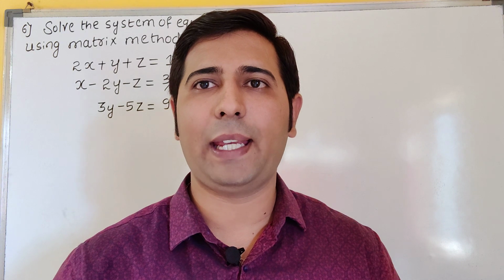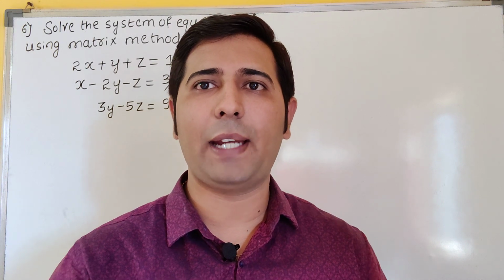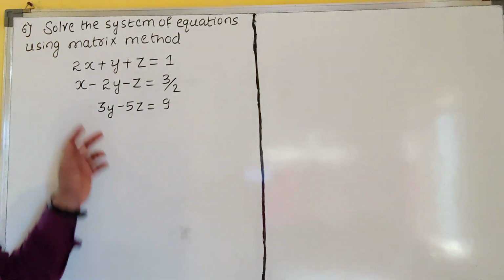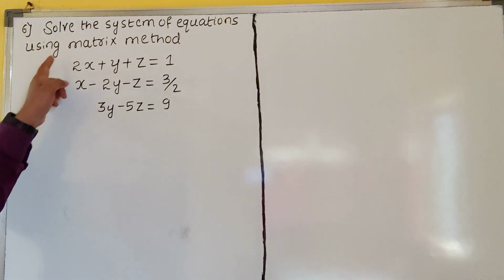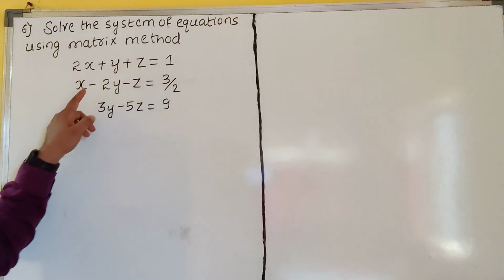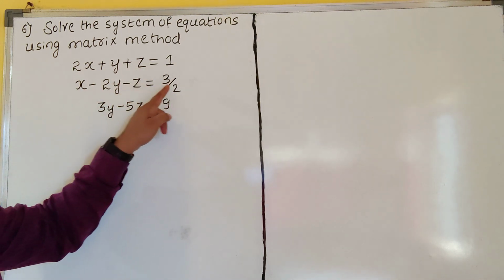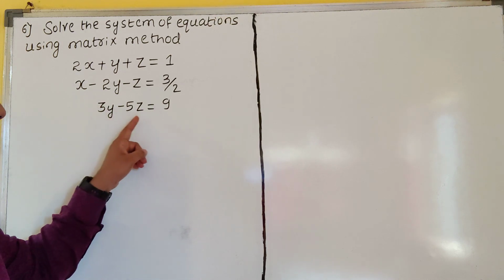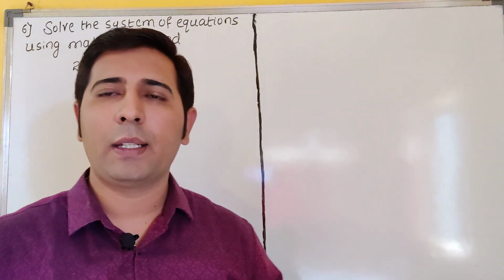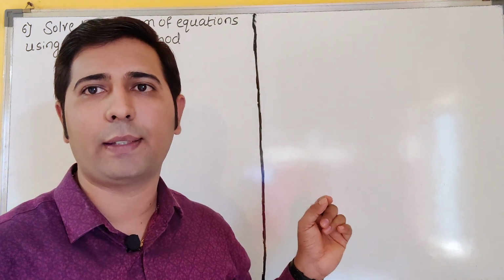In today's class we will see question number 6, 5 marks, dear students. So how to solve this one, you will see here. Solve the system of equations using matrix method. 2x plus y plus z is equal to 1. X minus 2y minus z is equal to 3 by 2. 3y minus 5z is equal to 9. So by using matrix method, here we have to solve this sum, dear students.